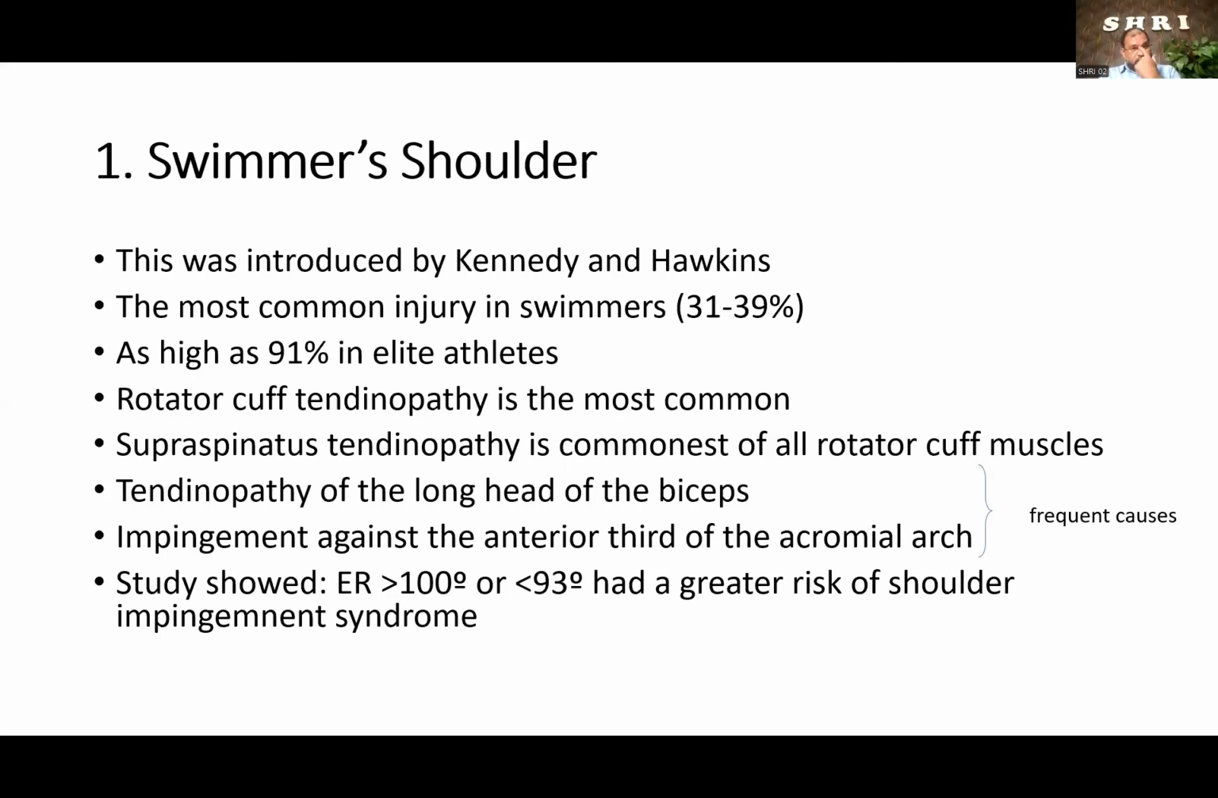Now we will enter into the topic proper, that is the overuse injuries, common overuse injuries in swimming. So the first one and the commonest one is swimmer's shoulder. This swimmer's shoulder was introduced by Kennedy and Hawkins. These are a group of pain-producing conditions in the shoulder. It is the most common injury in swimmers, about 40%, right? So swimmer's shoulder is one third of the swimming problems, related to the shoulder.